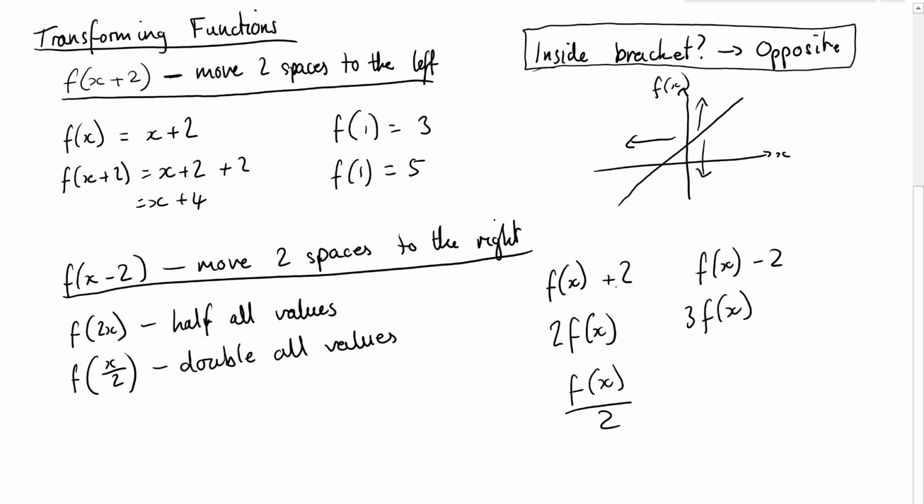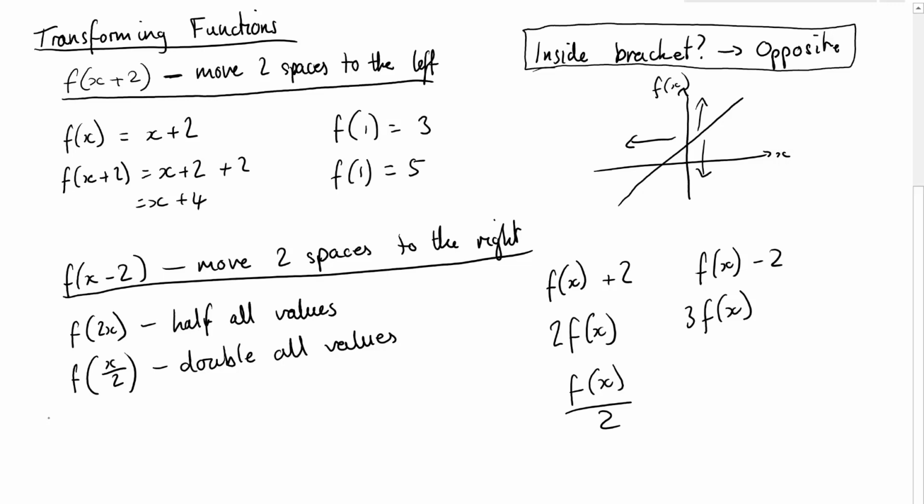So all of these things that are on the outside allow you to perform that to your y-axis. Everything on the outside, you just perform. So if it's plus 2, add 2 to all your y values. If it's minus 2, minus 2 from all your y values. Do exactly what it says, but as soon as it goes inside the bracket, you do the opposite of that to all of your x values. So if it's x plus 2, then you minus 2 from all your x values. If it's x minus 2, you plus 2 to all your x values. If it's 2x, you divide all your x values. And if it's x divided by 2, you double all your x values. So this is how we're going to transform functions.